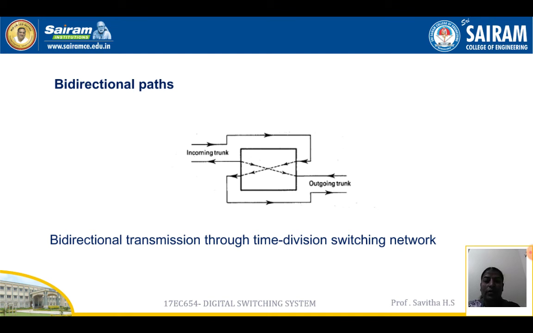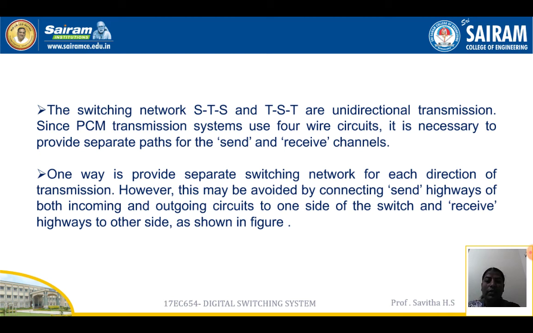Bidirectional path: you can see in the figure the incoming trunk and outgoing trunk. Bidirectional transmission through time division switching network. The switching networks STS and TST are unidirectional transmission. Since PCM transmission systems use 4-wire circuits, it is necessary to provide separate paths for the send and the receive channels. One way is to provide a separate switching network for each direction of transmission. However, this may also be provided by connecting send highways of both incoming and outgoing circuits to one side of the switch and receive highways to the other side of the switch, as shown in the figure.